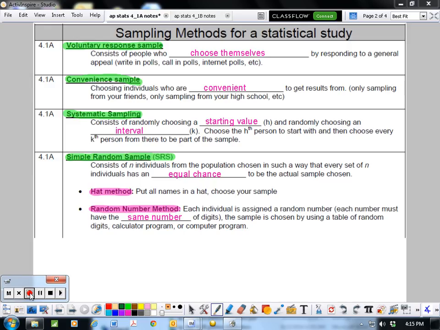The first one is called a voluntary response sample, and it's exactly how it sounds. The people volunteer to respond to your survey or volunteer themselves to just be a part of it. So they're always choosing themselves. And that could be a write-in poll, so they choose to write in, they choose to answer the phone, they choose to do a survey online, but they're always picking themselves.